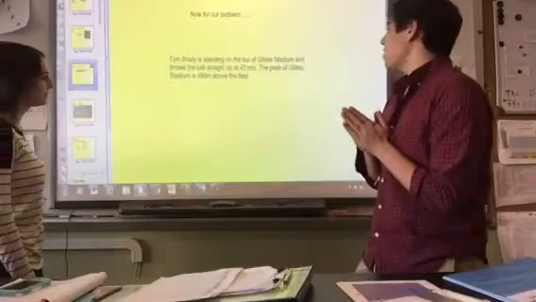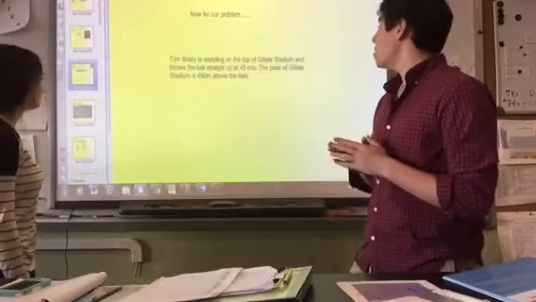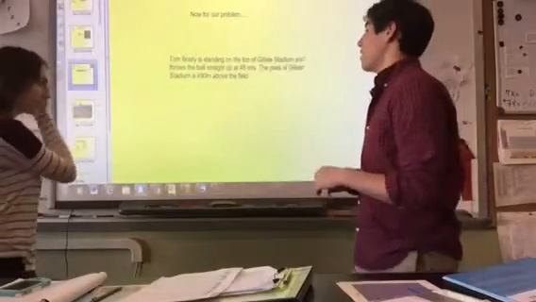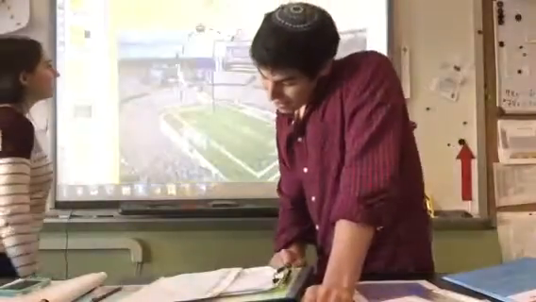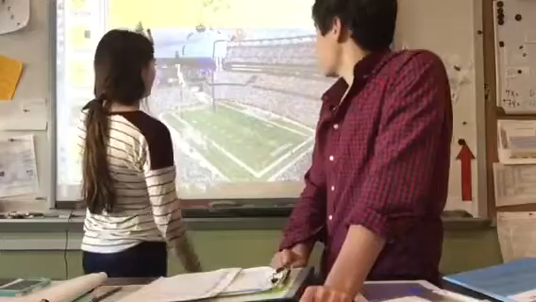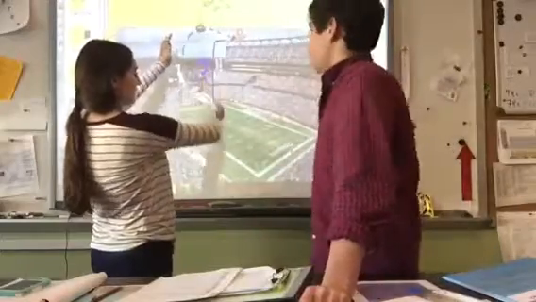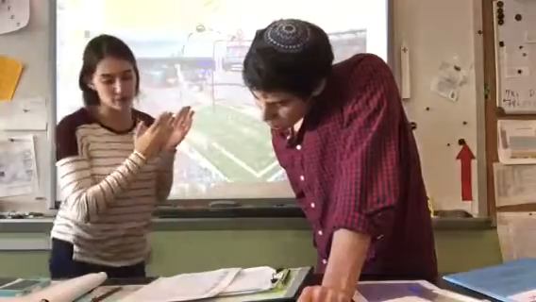Tom Brady is standing on the top of Gillette Stadium and throws the ball straight up at 45 meters per second. The peak of Gillette Stadium is 490 meters above the field. So now for my drawing. So here's Tom Brady and his little football, and we're just going to draw it in action. 490 meters, everything's in meters. And we're going to just divide it up into two parts.